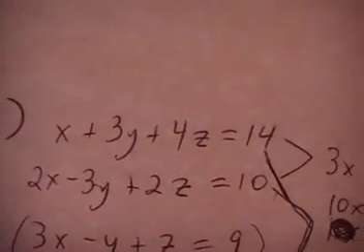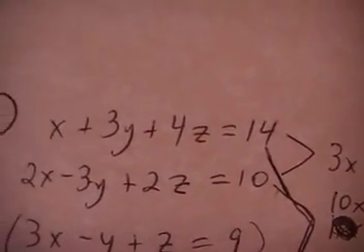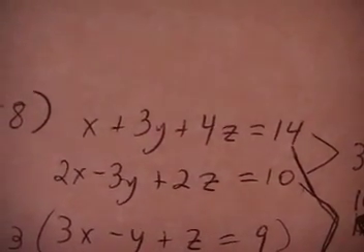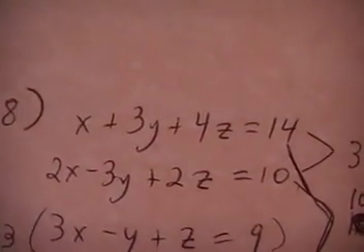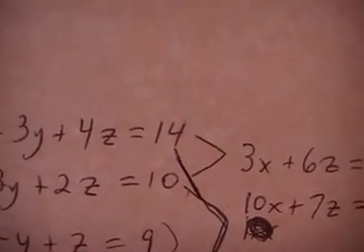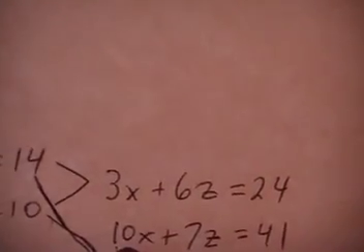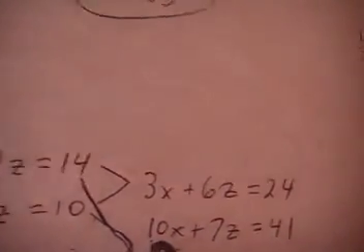If we add them together, x plus 2x is 3x. The y's cancel. 4z plus 2z is 6z. 14 plus 10 is 24. So I've got one equation that just has x and z in it, no y's.